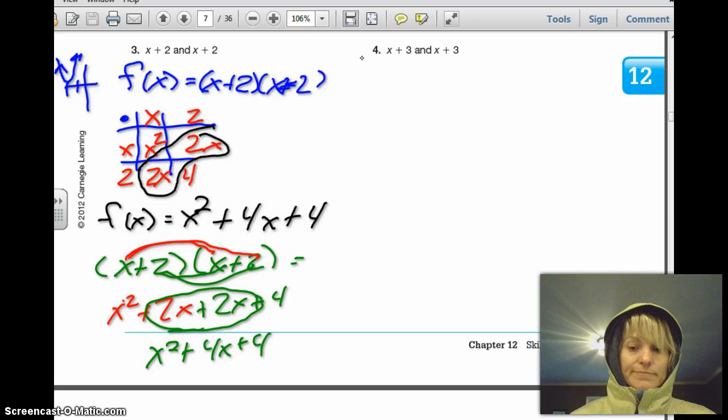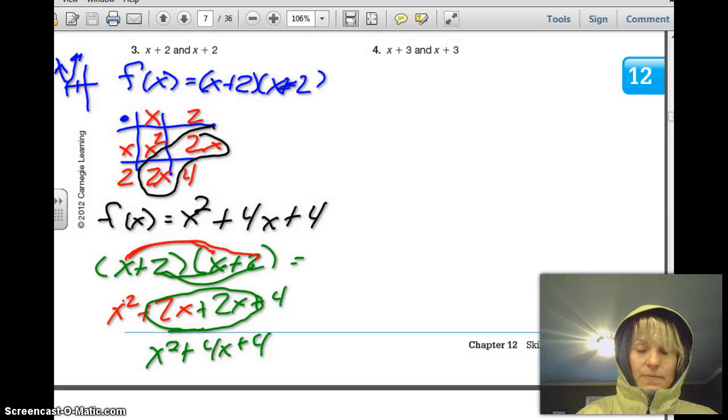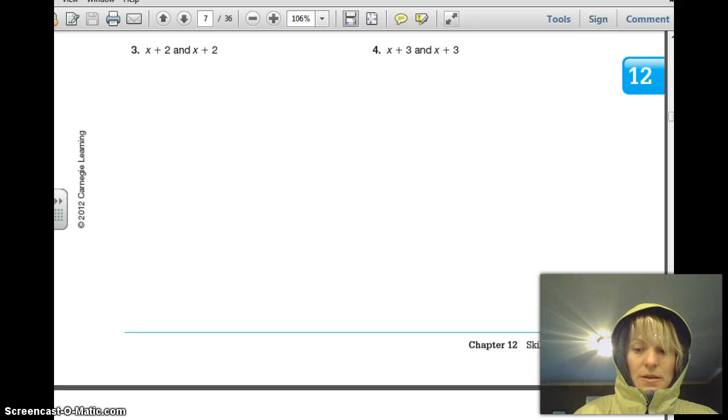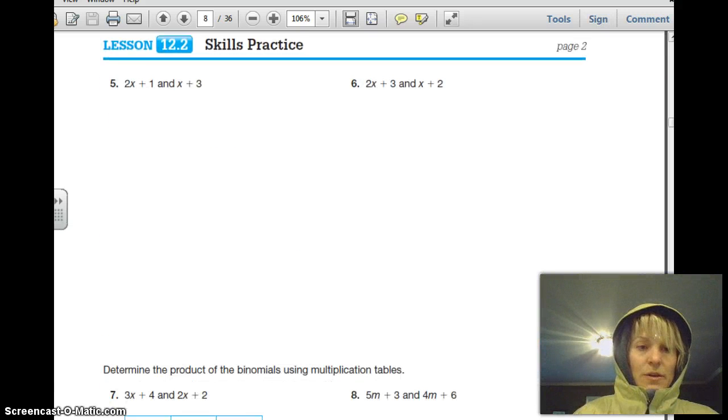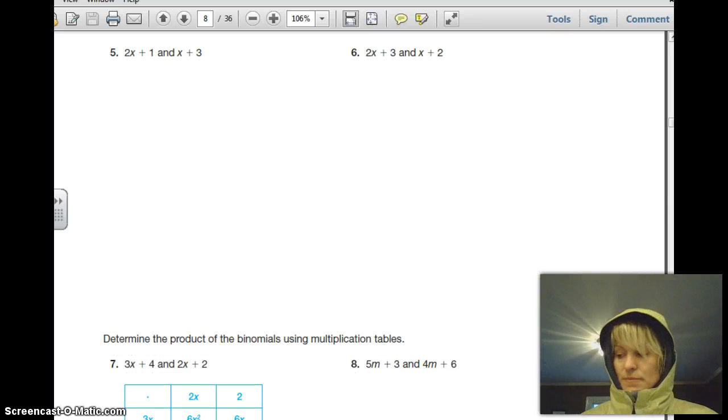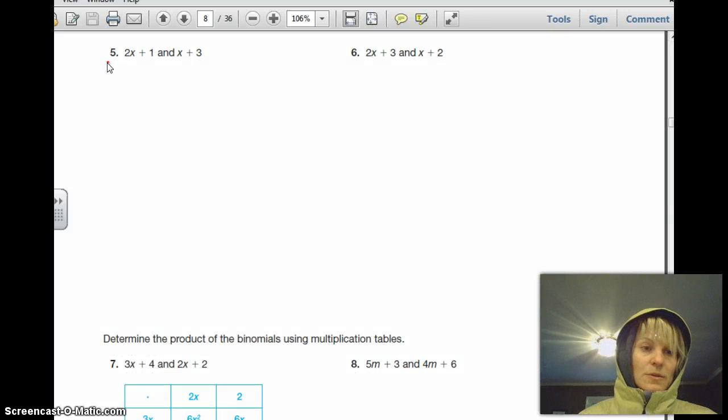So I want you to do that one. Let's clear that ink, and let's give number 5 a go here. Let's see how you do with that. Try number 5 on your own, your sample one, and come in and we'll look at it tomorrow.